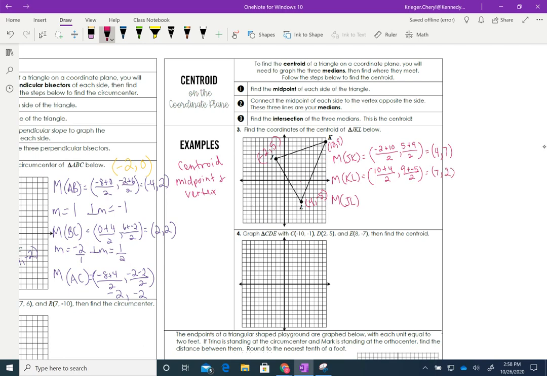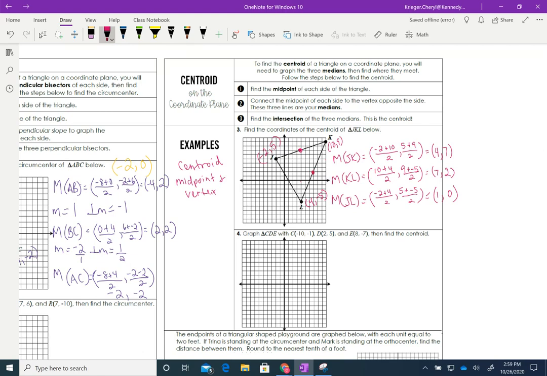The midpoint of JL, we do the same thing, -2 plus 4 divided by 2, 5 plus negative 5 divided by 2 gives me 1, 0. Okay. So 4, 7, we'll graph that, is here. 7, 2 is here. Okay. And 1, 0.